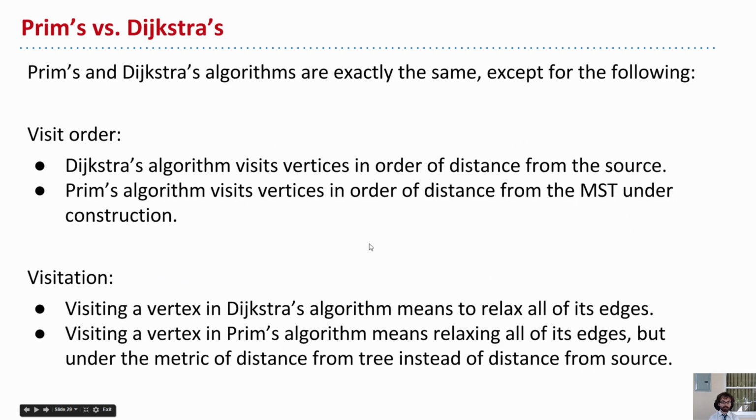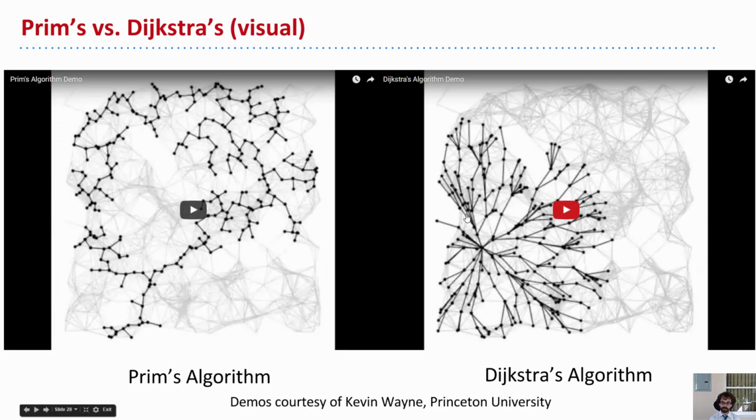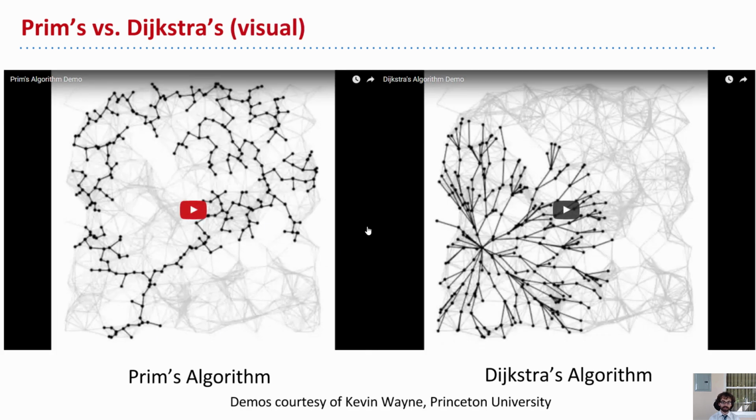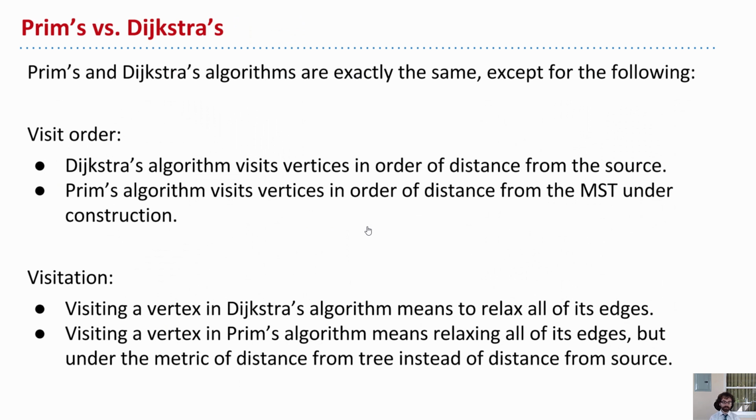Okay. So what I'm going to make an observation is that the difference between the 2 algorithms is that Dijkstra's visits vertices in the order of their distance from the source, right? Whereas Prim's algorithm visits vertices in order of the distance from the minimum spanning tree that we're currently constructing. Okay? And then there's a slight difference in terms of the edge visitation. When we visit a vertex in Dijkstra's algorithm, that means we're going to relax all of its edges. And in Prim's algorithm, it's the same thing. We're still relaxing all of its edges. But what we're going to do in this case is use the metric of distance from the tree instead of distance from the source, as we saw. We're always just looking at the size of the edge, not the entire path from the distance to the source.